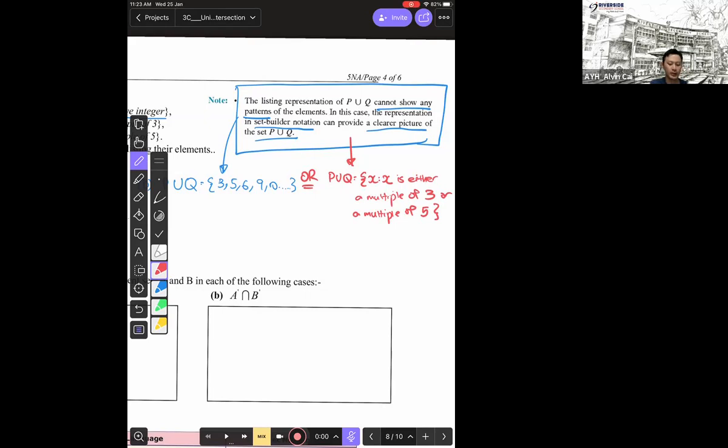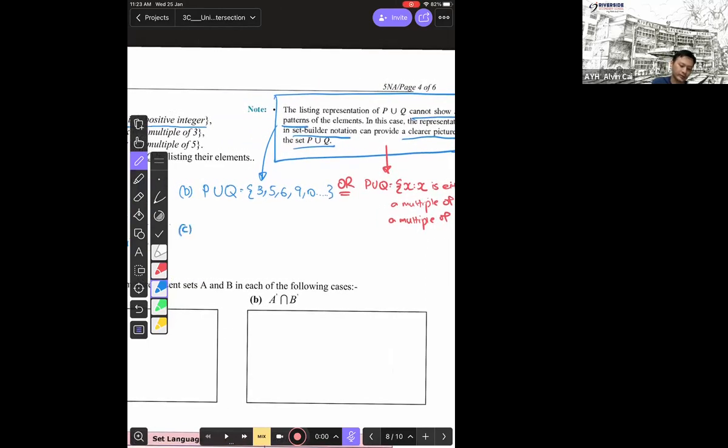All right. So this will give us a more complete picture when we list down or indicate this set itself. So people will know that all the numbers that are multiples of 3 and all the numbers that are multiples of 5 will be inside this set.